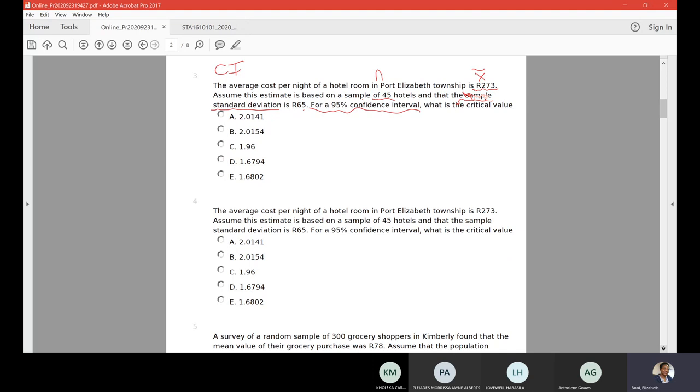But I guess in order for them not to confuse you, they will always give you the one word that will tell you whether population standard deviation is known or unknown. And in this instance, they gave you the sample standard deviation. Therefore, the population standard deviation is unknown. And we use the point estimate plus or minus the critical value, because this is where the population standard deviation is unknown. We use the T table and we do T alpha divided by 2 and the degrees of freedom. And remember, the degrees of freedom is n minus 1 times the standard error, which is the sample standard deviation divided by the square root of n. You can put in bracket if you want.